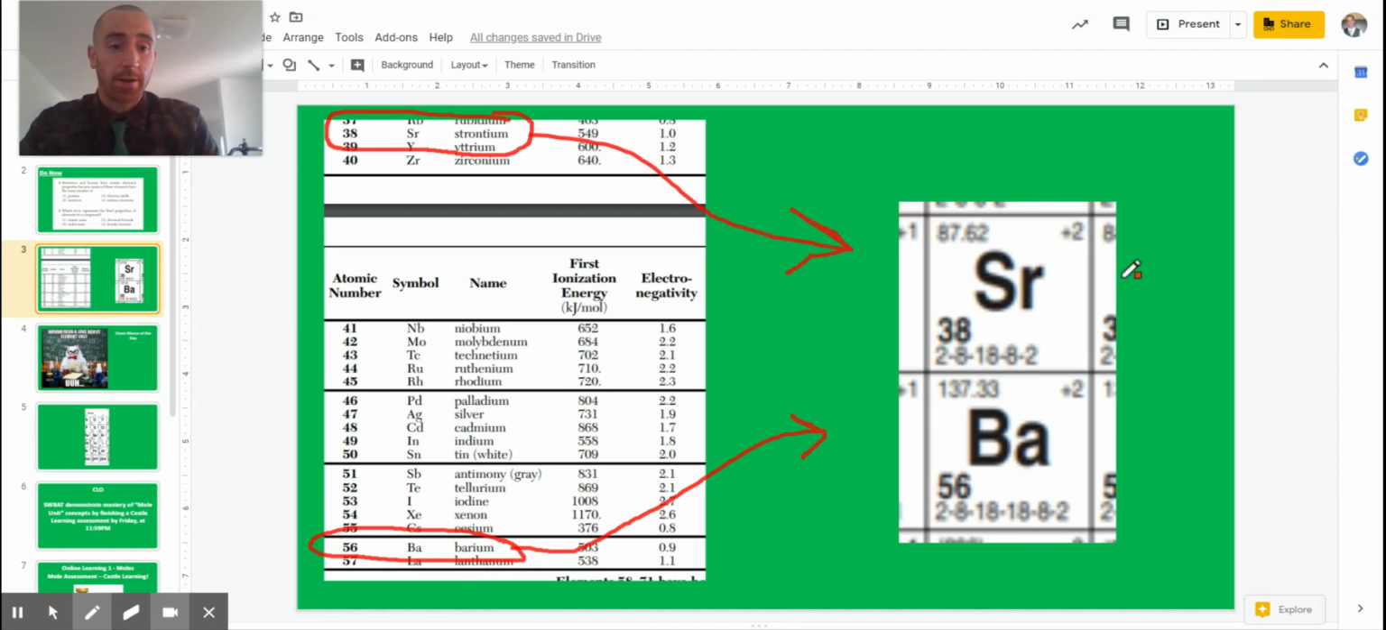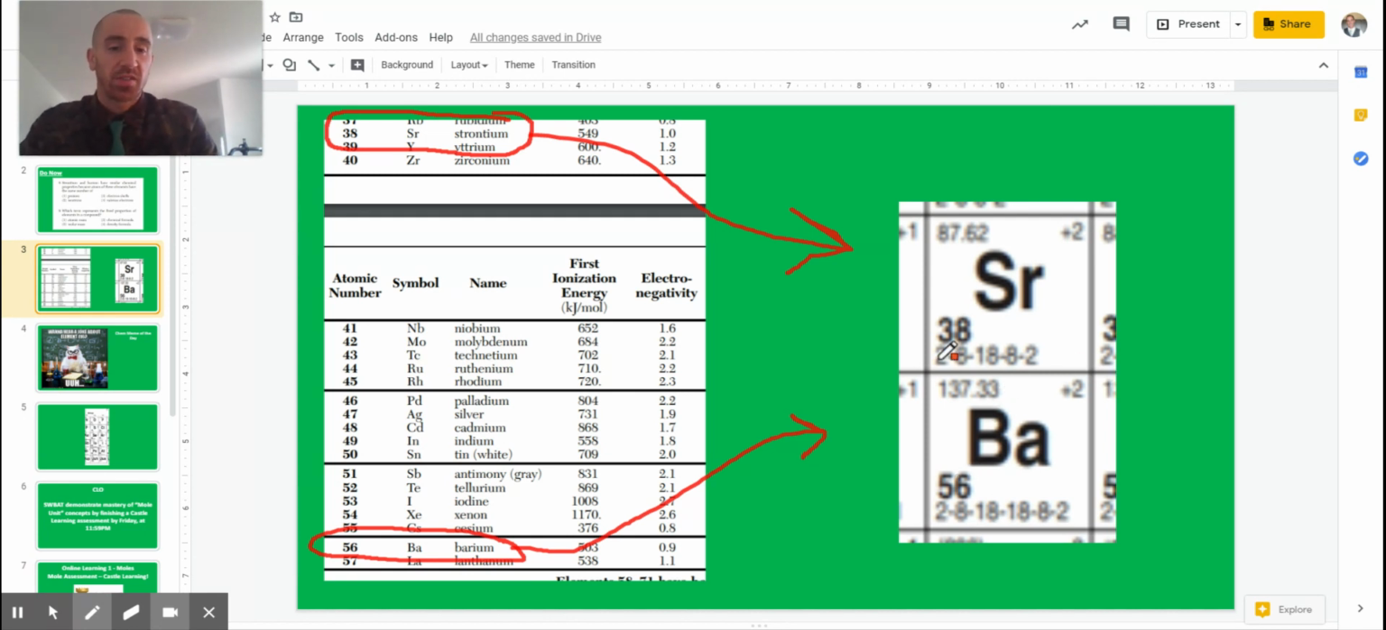So you see strontium and barium. To go again, the same number of protons? Well, strontium has 38. Barium has 56. So it can't be the same number of protons. If you were to look at the approximate mass numbers and subtract the number of protons, you would know that they don't even have close to the same number of neutrons.